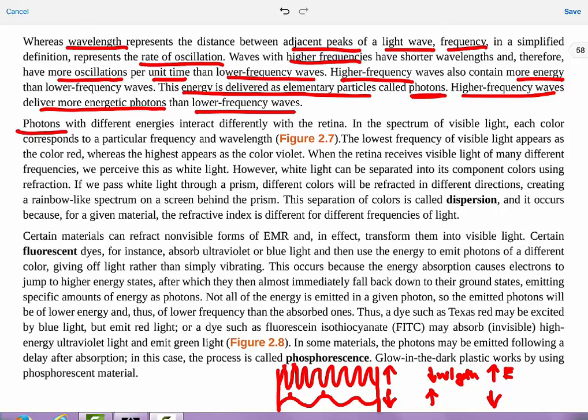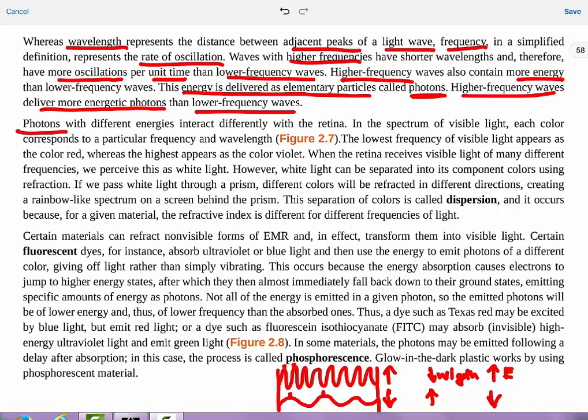Photons with different energies interact differently with the retina. So remember, the retina is that kind of screen in the back of the eye that's going to collect all these things at that focal point and then transmit them to the brain to be seen, to work out what it is we're looking at.